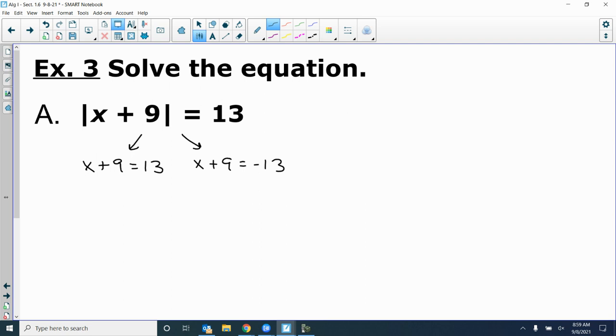Now I've got two different equations. I solve them separately, okay? And they will give me two different answers. So for the first one, all I have to do is subtract 9. And I get x equals 4.